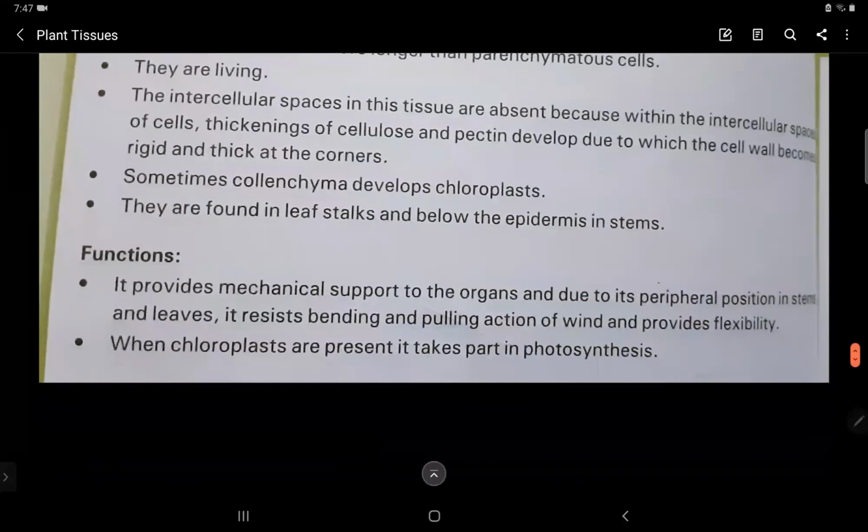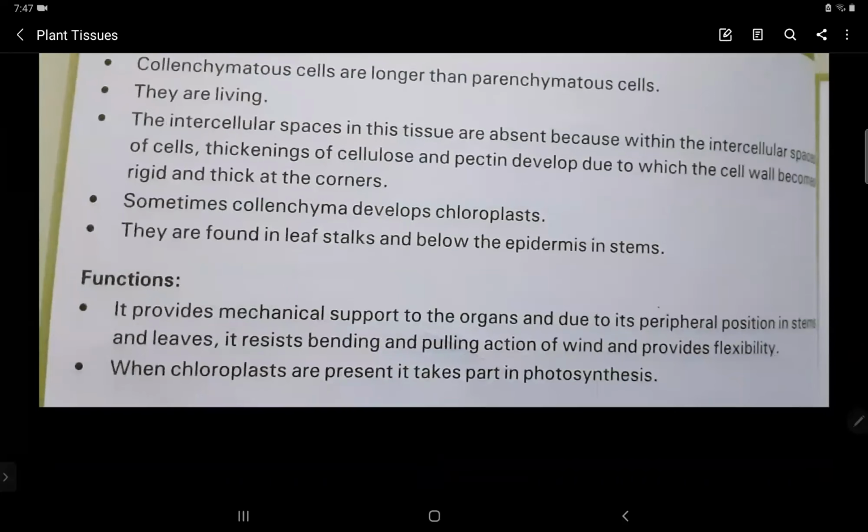Its functions: it provides mechanical support to the organs, and due to its peripheral position in stems and leaves, it resists the bending and pulling action of wind and provides flexibility. When chloroplasts are present, it takes part in photosynthesis.